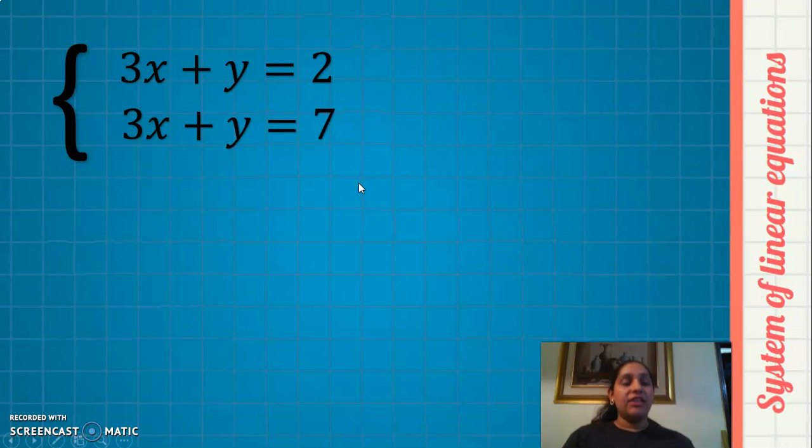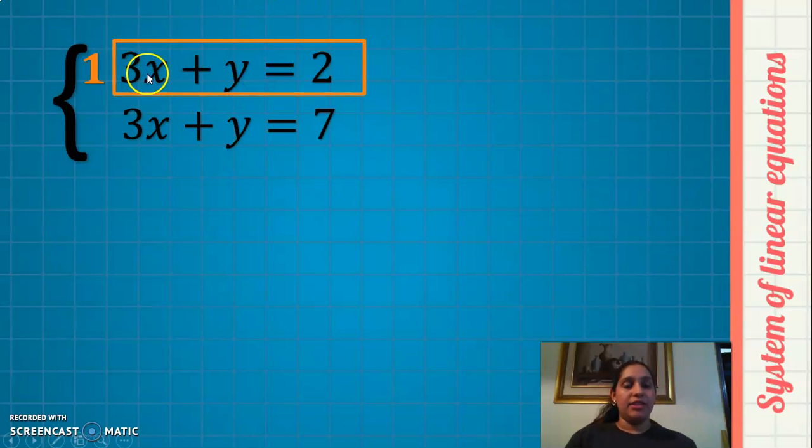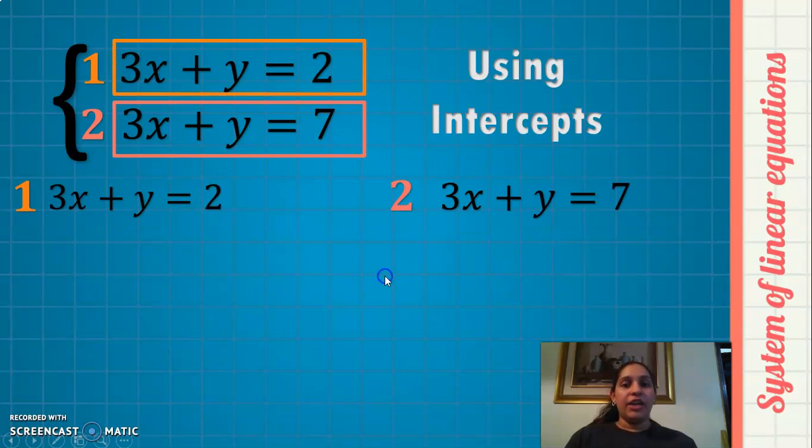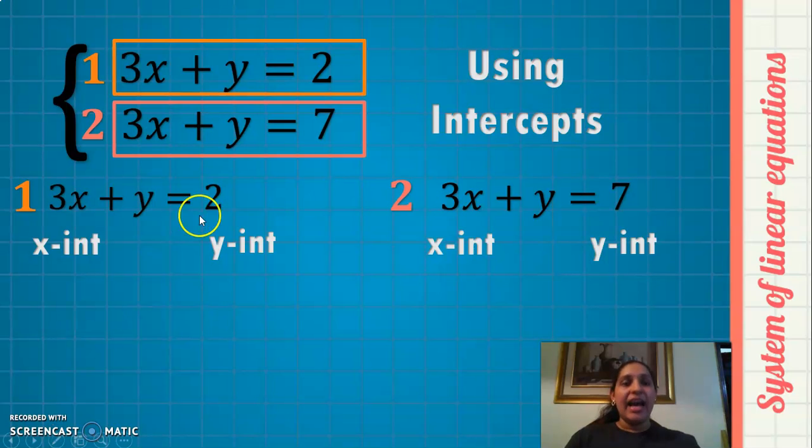Okay, I have this linear system. My equation number 1 is 3x plus y equals 2 and my equation number 2 is 3x plus y equals 7. I'm going to solve it using intercepts. The first thing I need to do is find the x-intercept and y-intercept for each of my equations. Then I can graph it.